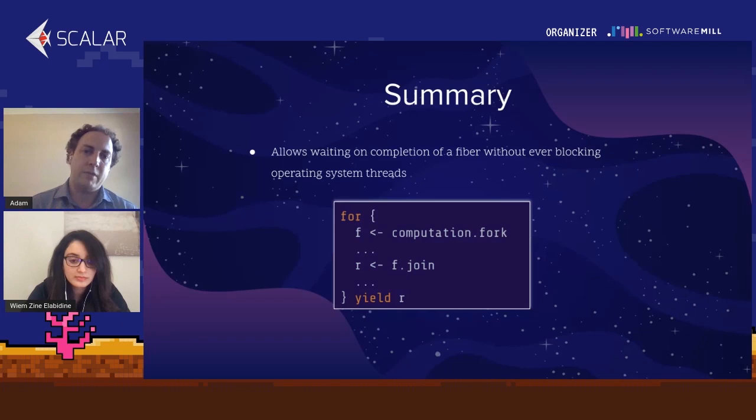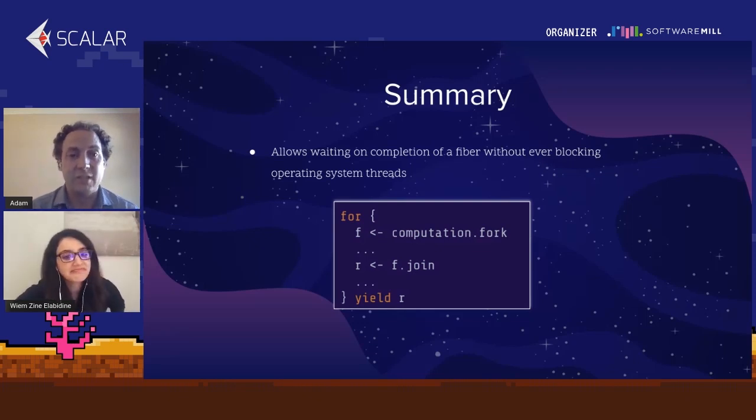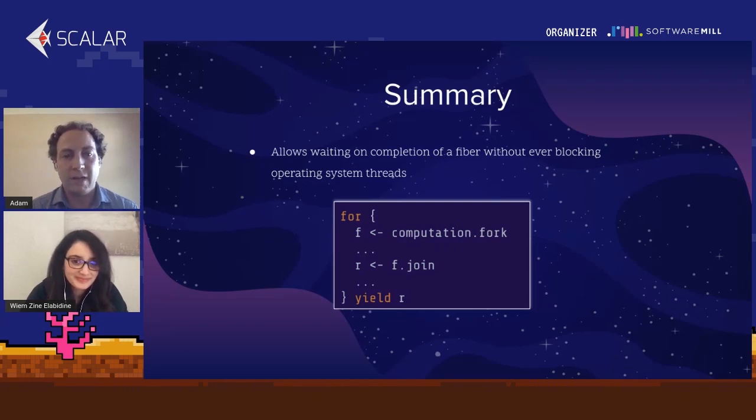The ZIO runtime does all of that for us. Is that like future.await? Yeah, that's a great question. It's actually not, because future.await blocks the underlying thread. If you read the documentation for that, it basically says, do not use this if at all possible, or do it at the very end of your program, versus joining a fiber is completely non-blocking. So it's perfectly safe to do that whenever you want to in your program.